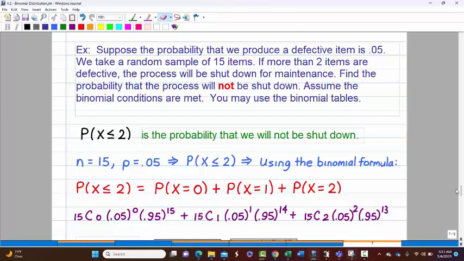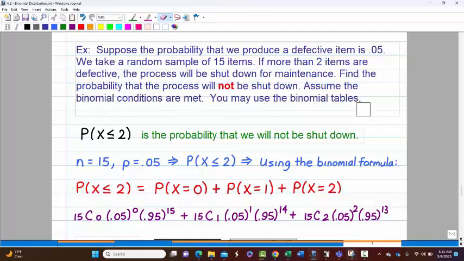If more than 2 items are defective, the process will be shut down for maintenance. So we want to find the probability that the process will not be shut down. The best way to do this is to look at it as the not being shut down. So if more than 2 means shut down, that means 3 or more, 3 all the way to 15. So not be shut down would be 2 or less. So the opposite of 3 or more would be 2 or less. So if they come in and they find only 2, 1, or 0 defective, we're in good shape. We passed the test. And here it just says assume the conditions are binomial are met.